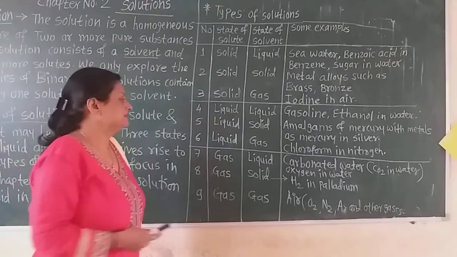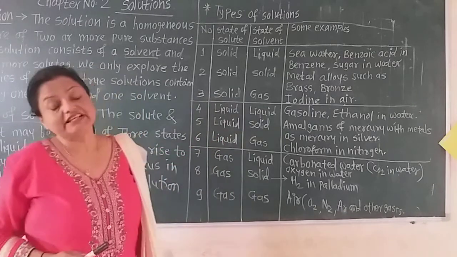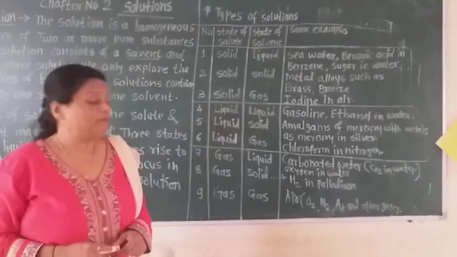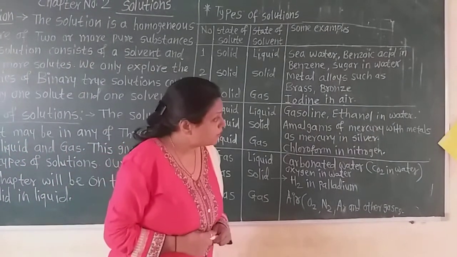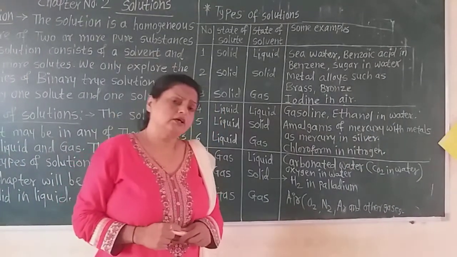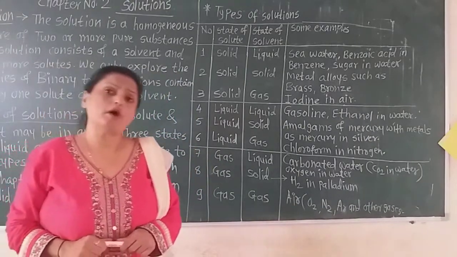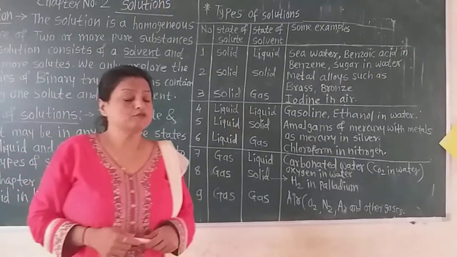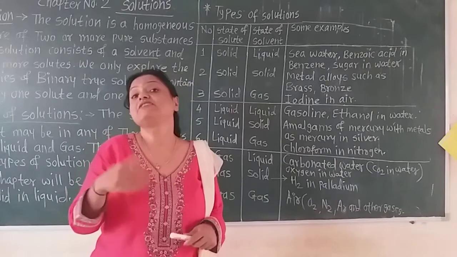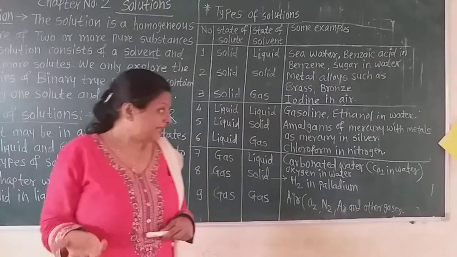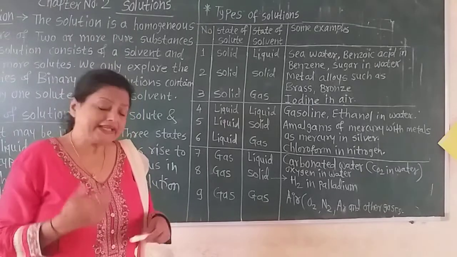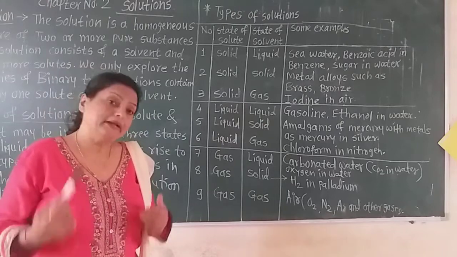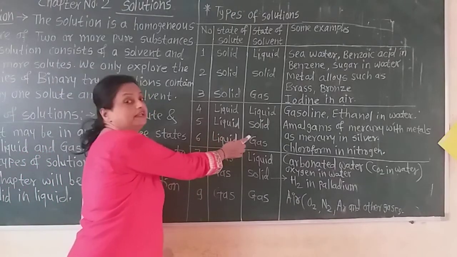Next is the liquid in solid. That is, the liquid is the solute and solid is the solvent. So examples of liquid in solid are the amalgams of mercury with metals. We know that mercury is in liquid form. Though mercury is a metal, it is in liquid form. So the amalgams of mercury with different metals such as silver amalgam, sodium amalgam. Mercury in silver is the example of silver amalgam. So amalgams of mercury with metals are the best example of liquid in solid.